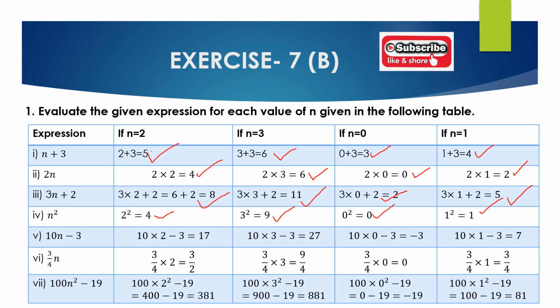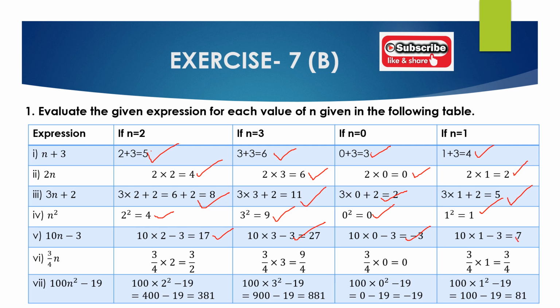And the fifth part, 10n minus 3. When n equals 2, the value of the expression is 10 multiplied with 2, 20 minus 3, 17. When n equals 3, the value of the expression is 10 multiplied with 3, 30 minus 3 is 27. And when n equals 0, the value of the expression is 10 multiplied with 0 minus 3, that is minus 3. When n equals 1, the value of the expression is 10 multiplied with 1 minus 3, 10 minus 3 is 7.